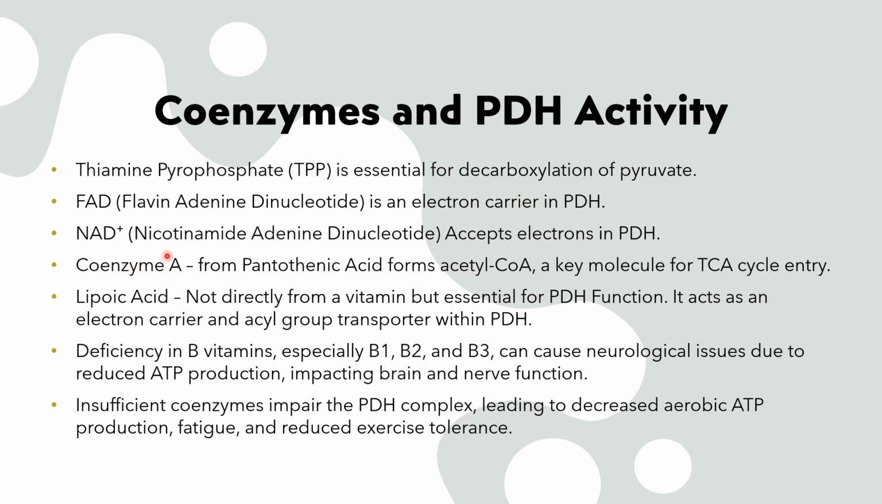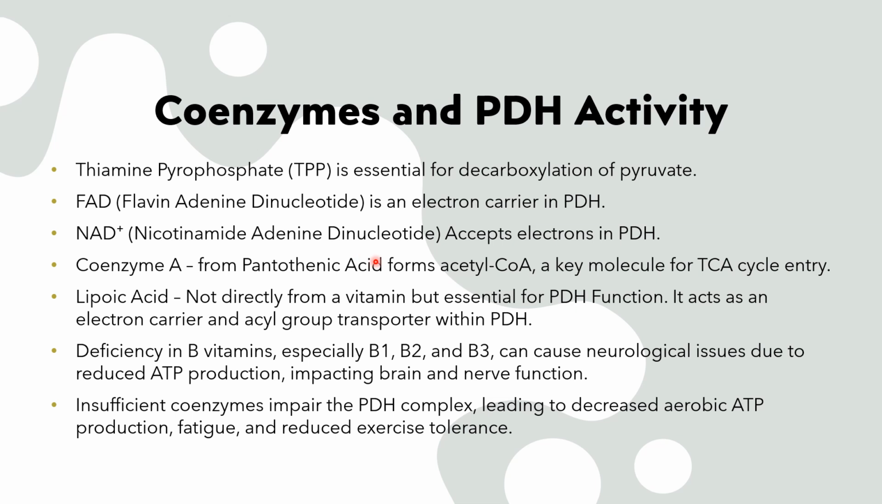We have also seen coenzyme A, which is vitamin derived, from pantothenic acid, and it forms acetyl-CoA, which we will see is a very key molecule for the TCA cycle. Then we have lipoic acid, which is not really a vitamin. It's not directly a vitamin, but we have seen it acting as an electron carrier in E2, and also an acyl transporter within the E2 enzymes of pyruvate dehydrogenase.